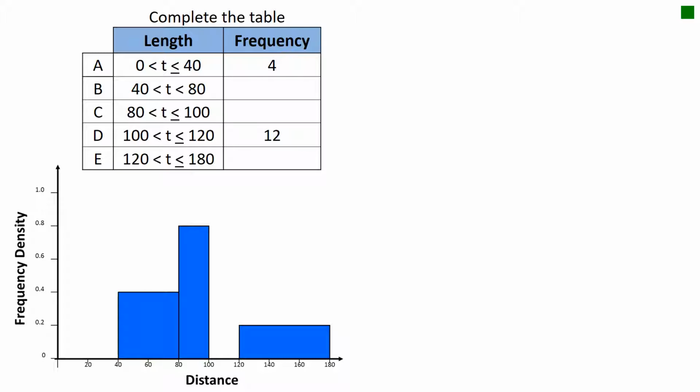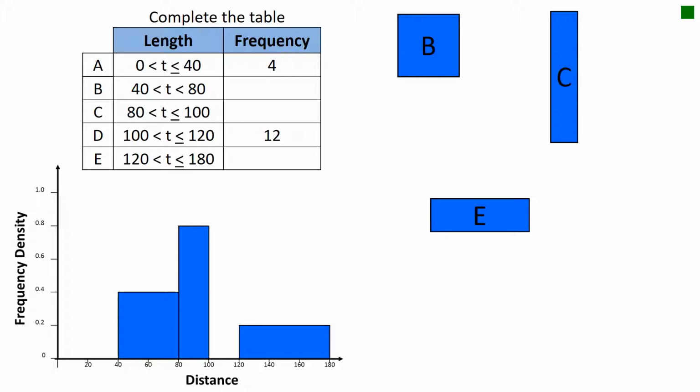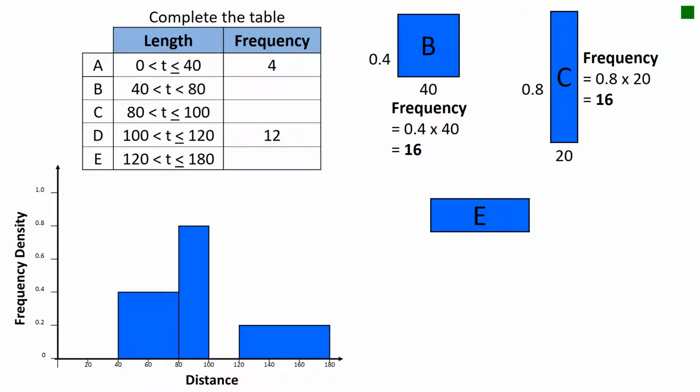Now we can use the table and the chart to find missing information. If we start off with using the chart, we can take the bars that we have, and we can see that for B, the width is 40 and the height is 0.4, giving us a frequency of 16 because that is equal to the area. For C, we can see it is 20 in width and a height of 0.8, giving us an area of 16, hence the frequency. And for E, it is 60 in width and 0.2 in height, giving us a frequency of 12.